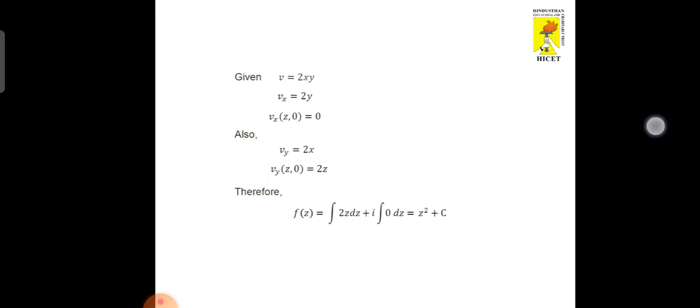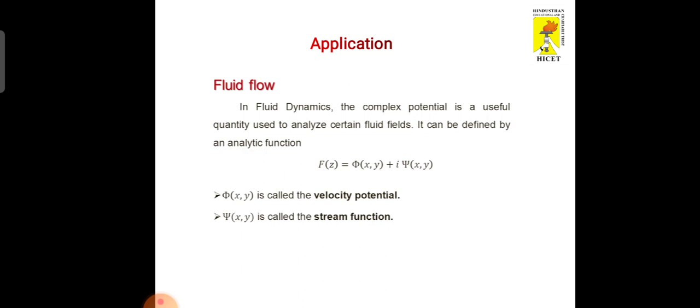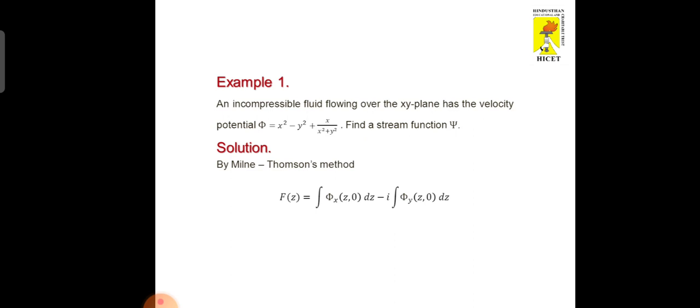In this Milne-Thomson's method, we can use it in fluid flow. In fluid dynamics, the complex potential is a useful quantity used to analyze certain fluid fields. It can be defined by the analytic function f(z) = φ + iψ. Here, φ is called the velocity potential, and ψ is called the stream function. For example, an incompressible fluid flowing over the xy plane has the velocity potential φ = x² − y² + x/(x² + y²). Find the stream function ψ.